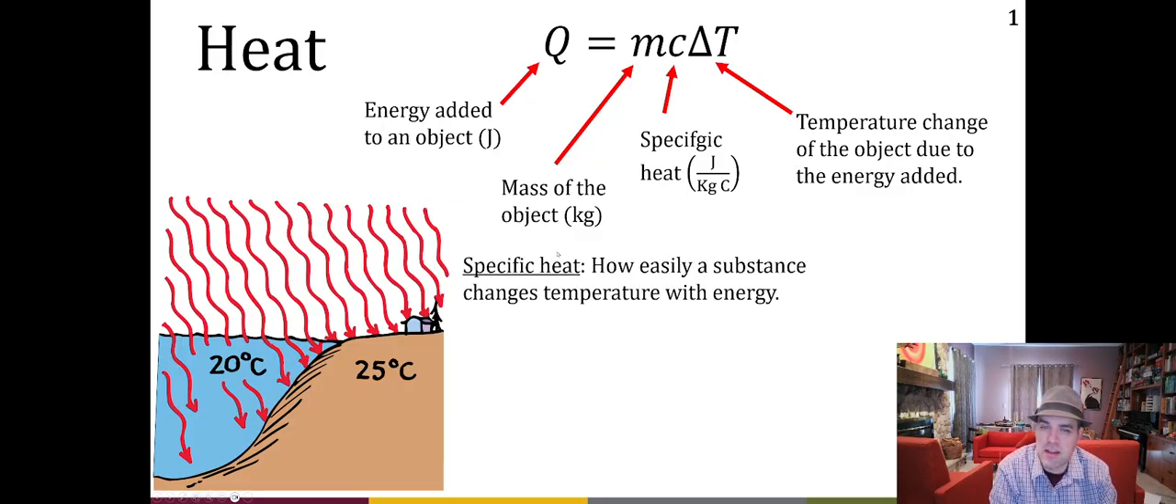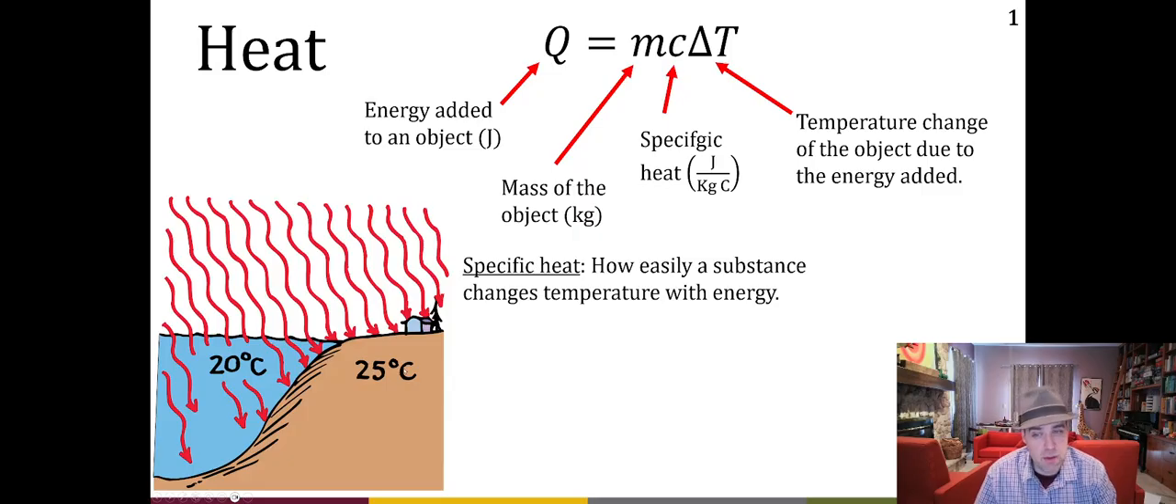Now, specific heat, this is how easily a substance is going to change temperature with energy. So if I add the same amount of energy to sand versus the same amount of energy to water, the sand will change temperature differently than the water would. This is also true for any other objects like steel, gold, aluminum.